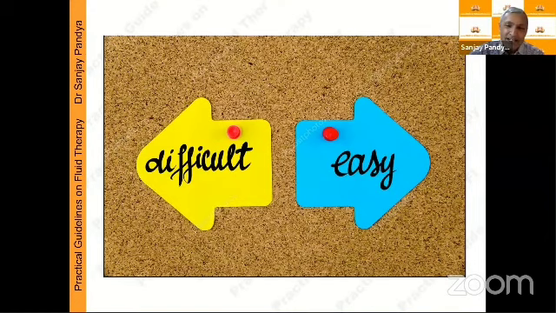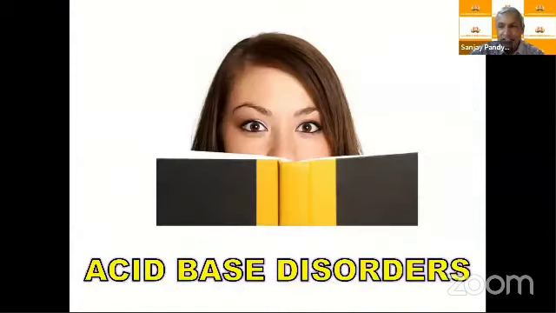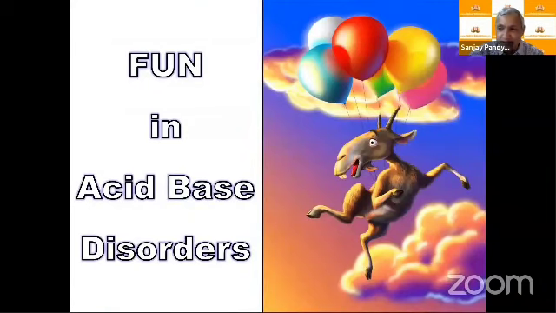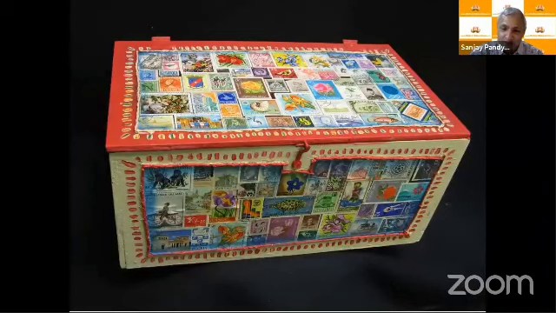Now, basically, when we learn and read about acid-base disorder, it's difficult, it is confusing, it's complex. And the title which we have given, Fun to Learn Acid-Base Disorder, is something unbelievable, because how can such a dry and difficult problem be fun? But I assure you that today I am going to open the treasure from which you are going to have fun, and nothing but fun.